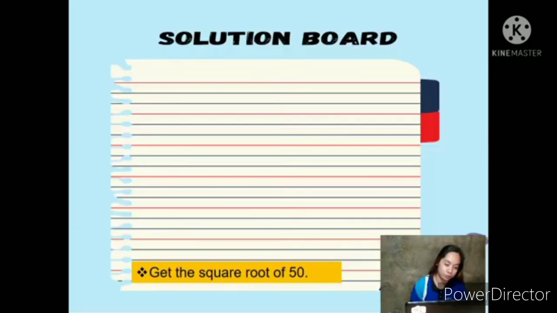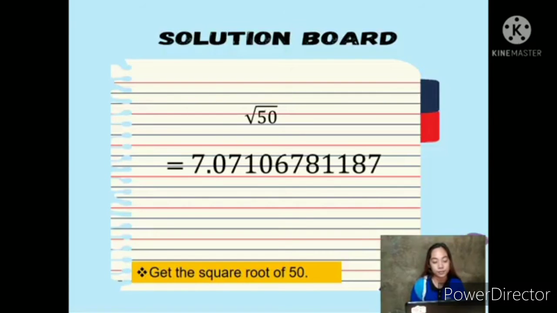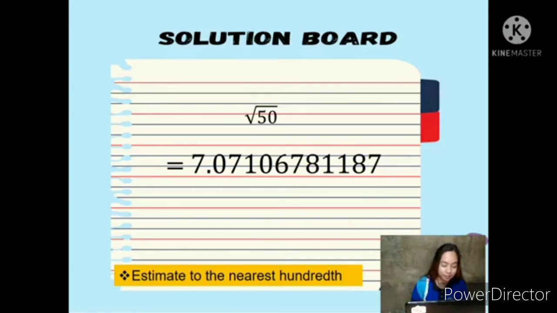Here is the solution. First, get the square root of 50. The square root of 50 is equal to 7.071067811. But in the question, it says to estimate to the nearest hundredths. So, tenths, hundredths. So, the answer we got is 7.07.